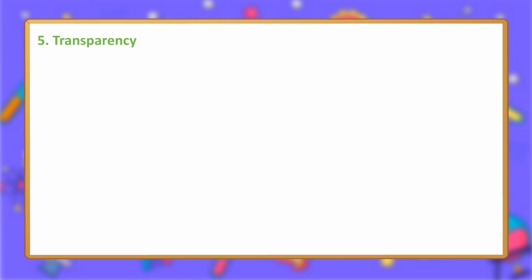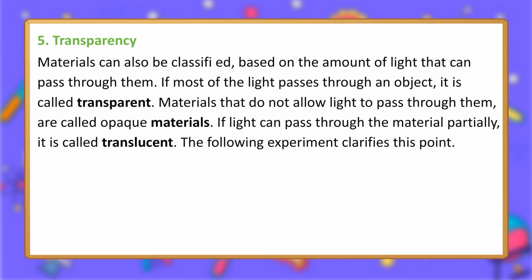5. Transparency. Materials can also be classified based on the amount of light that can pass through them. If most of the light passes through an object, it is called transparent. Materials that do not allow light to pass through them are called opaque materials. If light can pass through the material partially, it is called translucent. The following experiment clarifies this point.